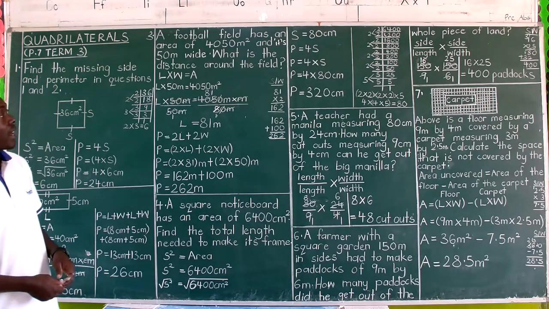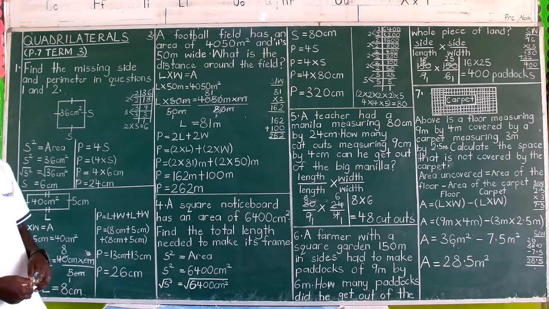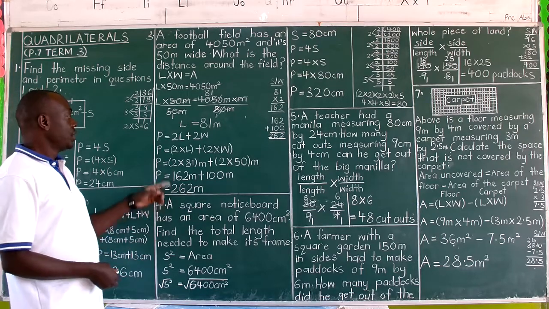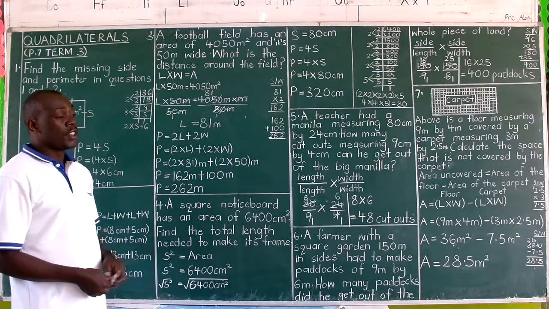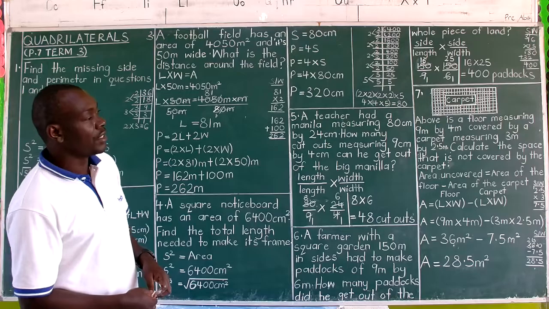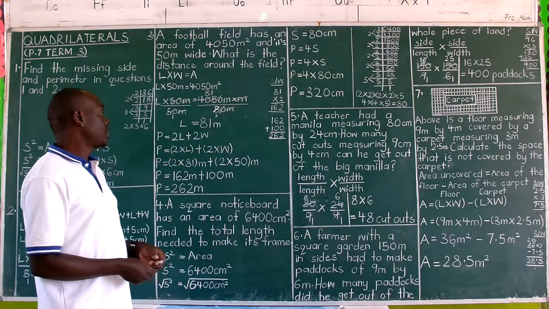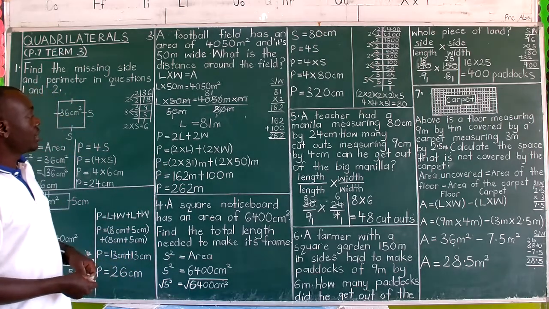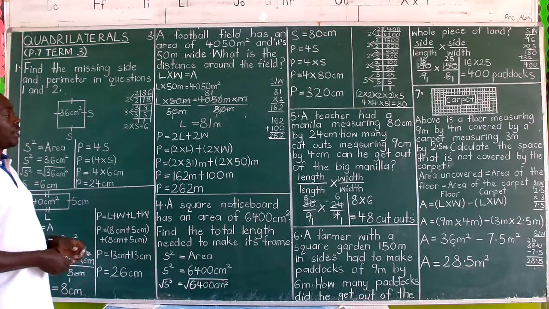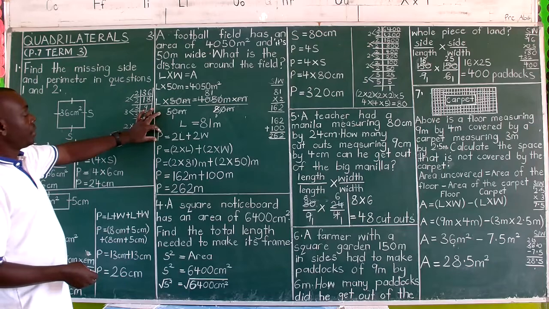Now find the distance around the field, which is termed as perimeter if you are technical. So whenever they ask you for the distance around, find the perimeter. So that's what is described as distance around any given polygon. So of course now perimeter.